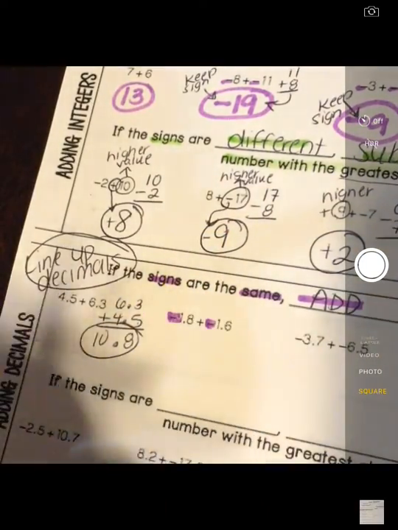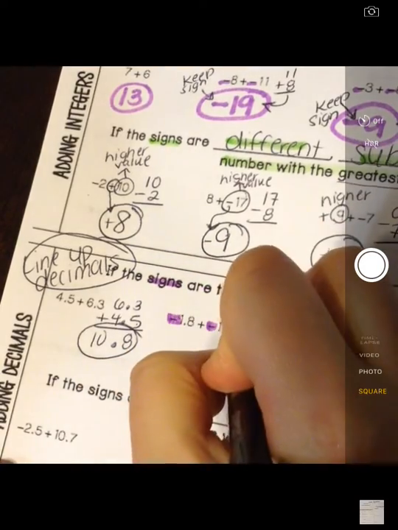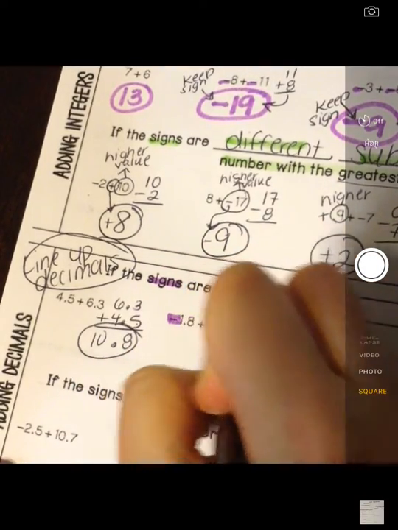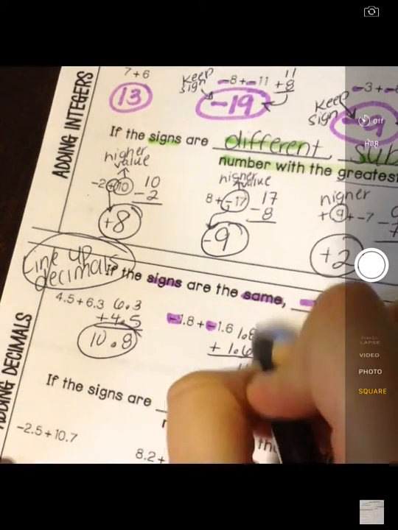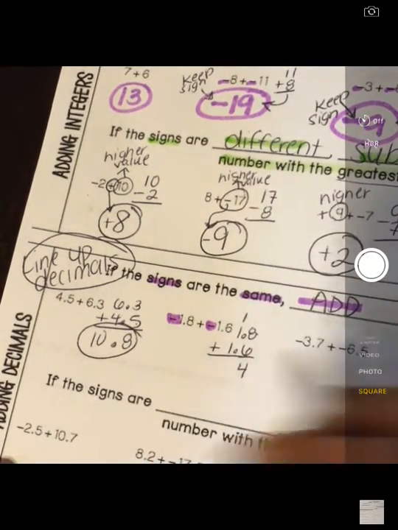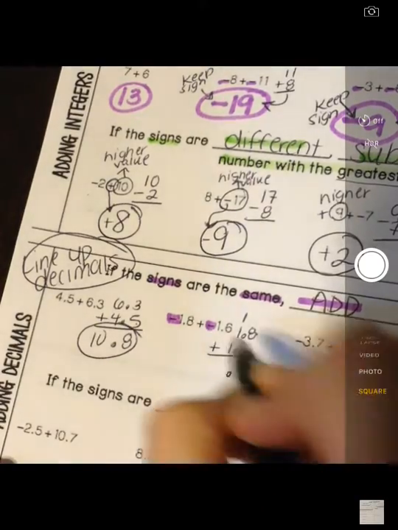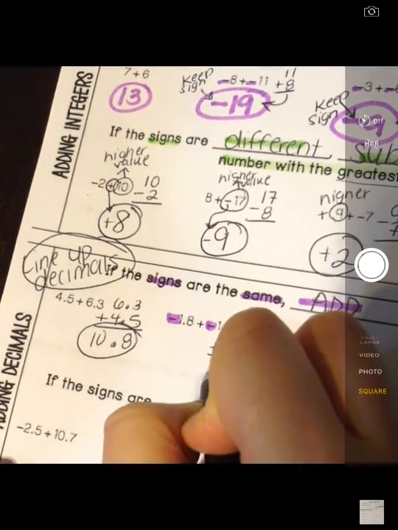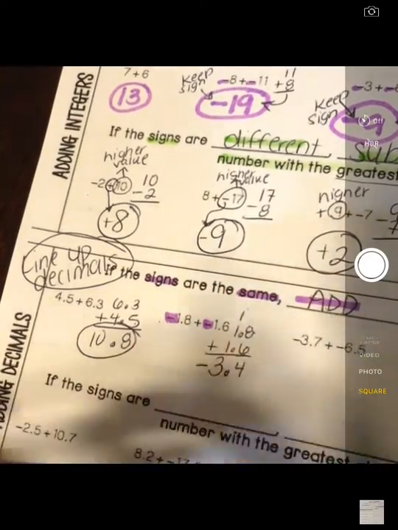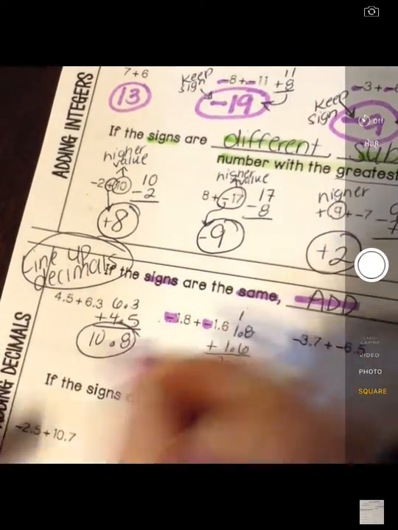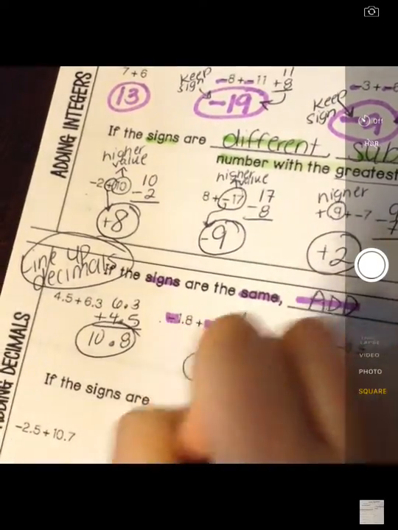Drop down your decimal. 6 plus 4 is 10. Next, same signs, so we're going to add and keep. So 1.8 plus 1.6. 8 plus 6 is 14. Carry the 1. Drop your decimal. 1, 2, 3. It was both negative, so it's going to remain negative. So we keep that negative sign. So your answer is -3.4.